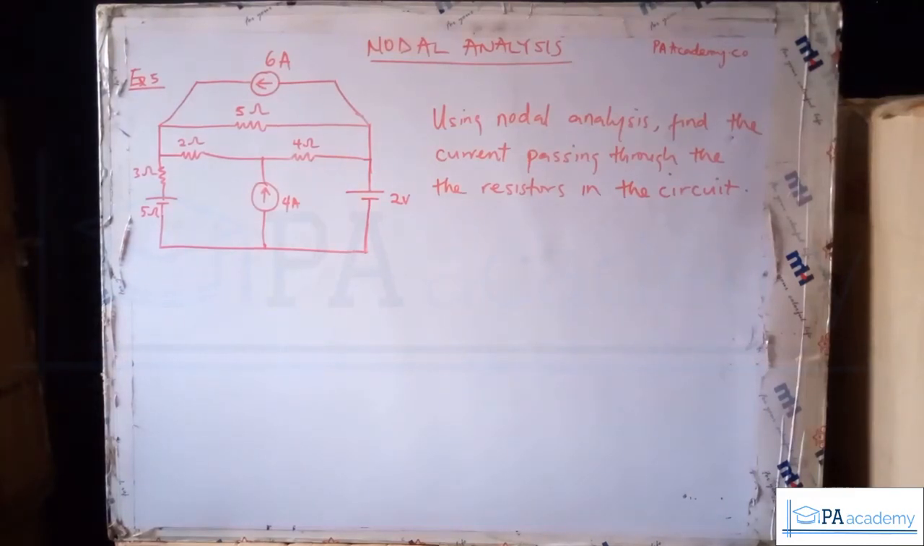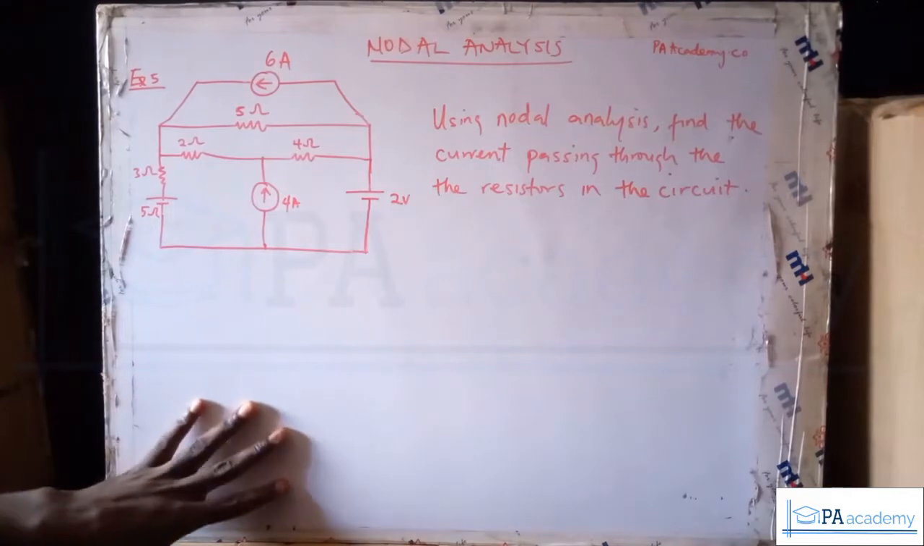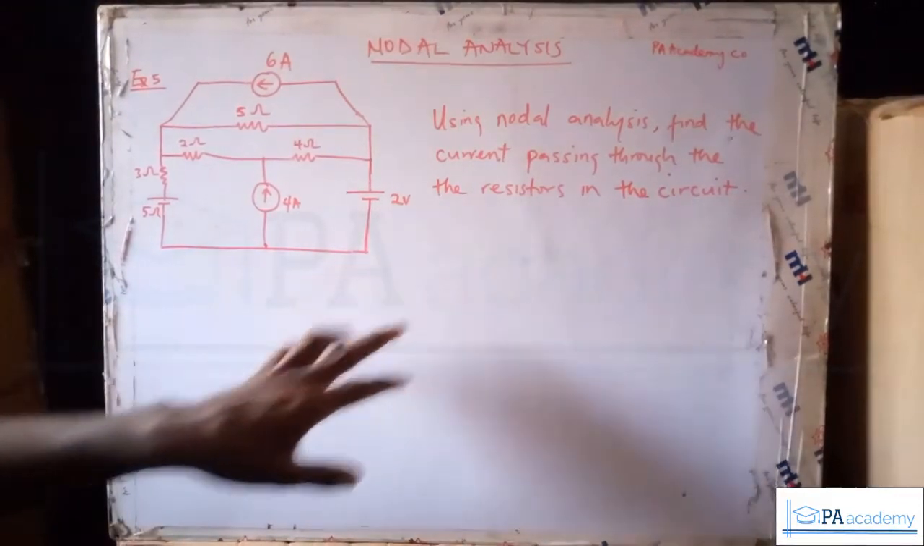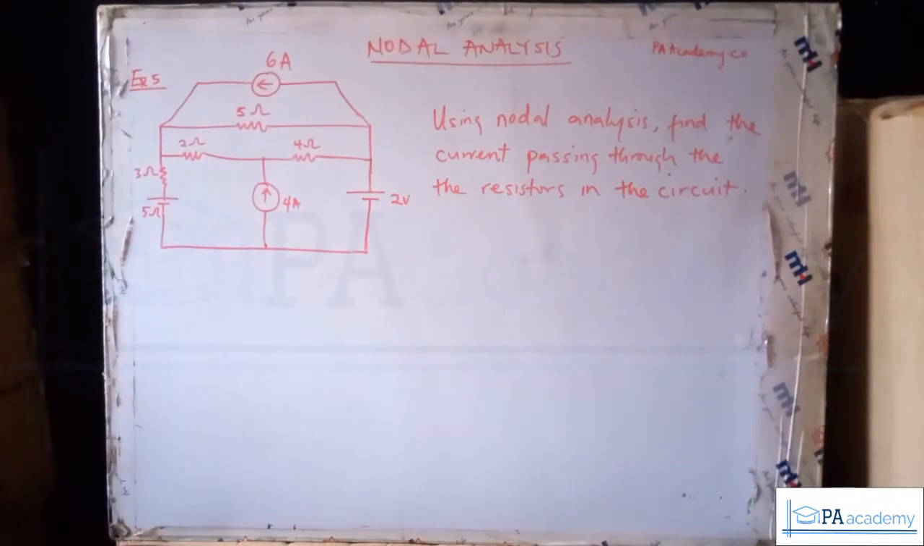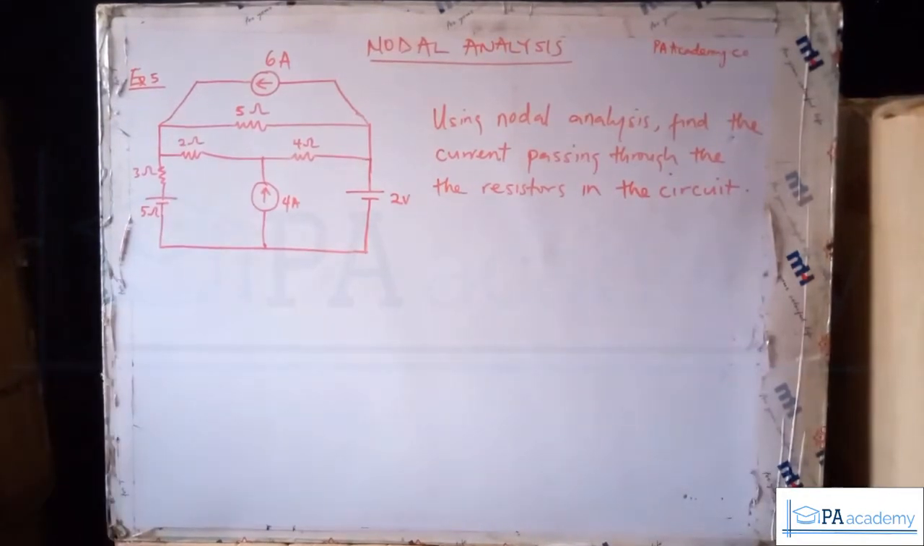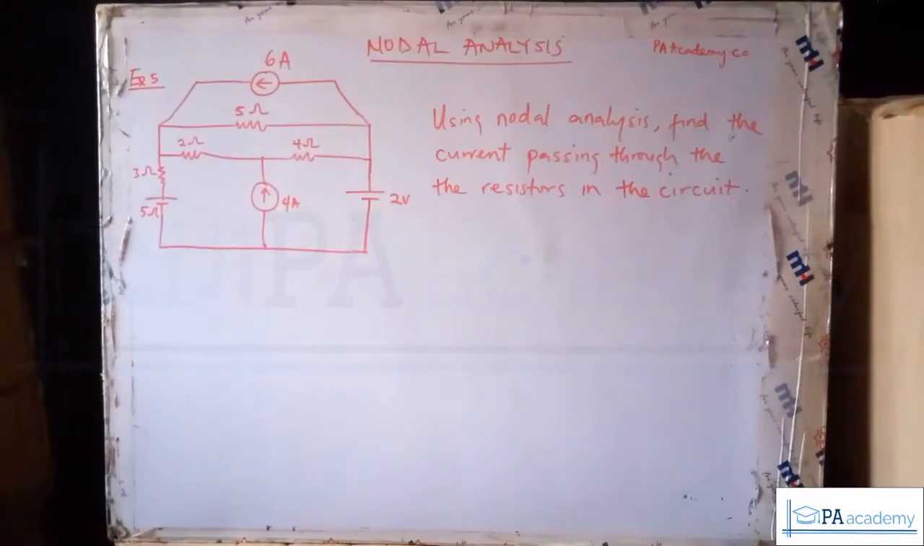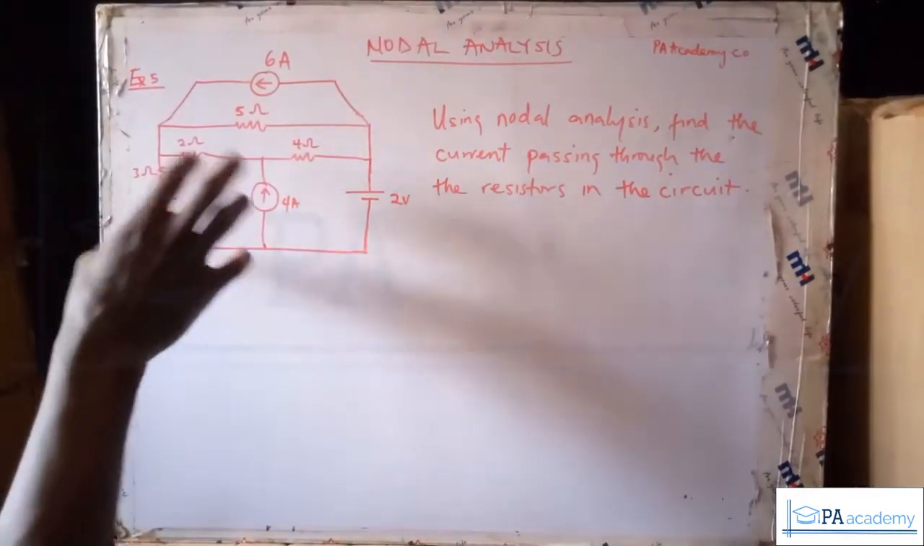So we are still looking at nodal analysis, and this is example 5. So in this video, we are going to be solving this question. It says, using nodal analysis, find the current passing through the resistors in the circuit. So in this circuit we are having about 5 resistors, and we are asked to look for the current that is passing each of those resistors.